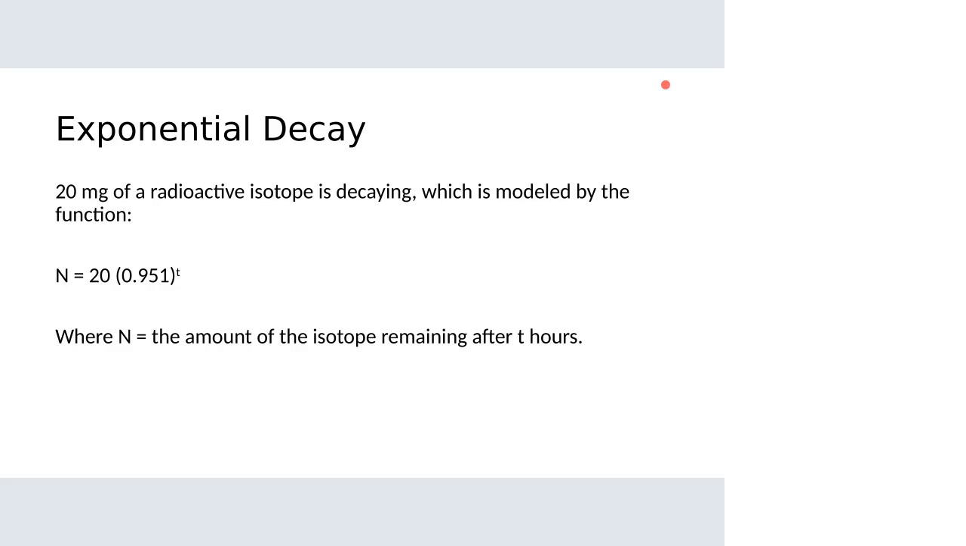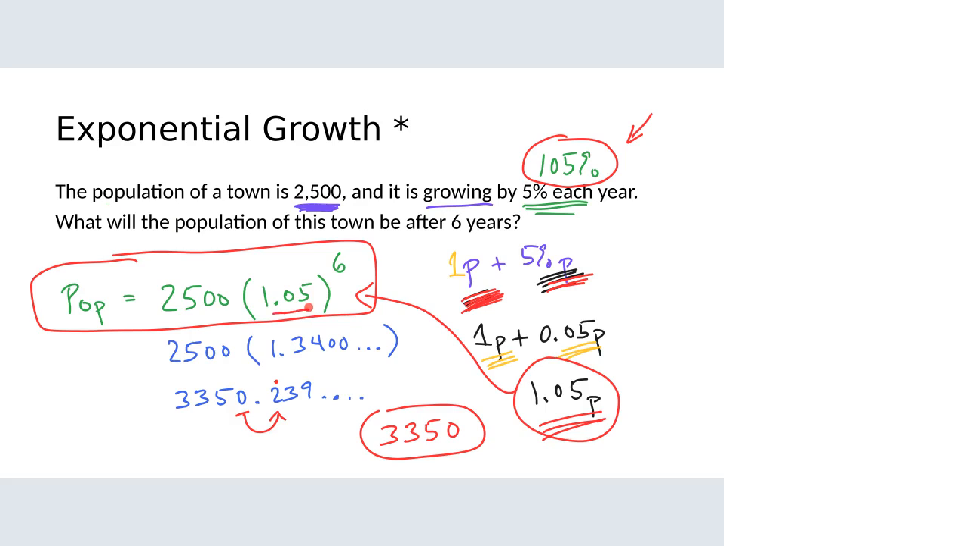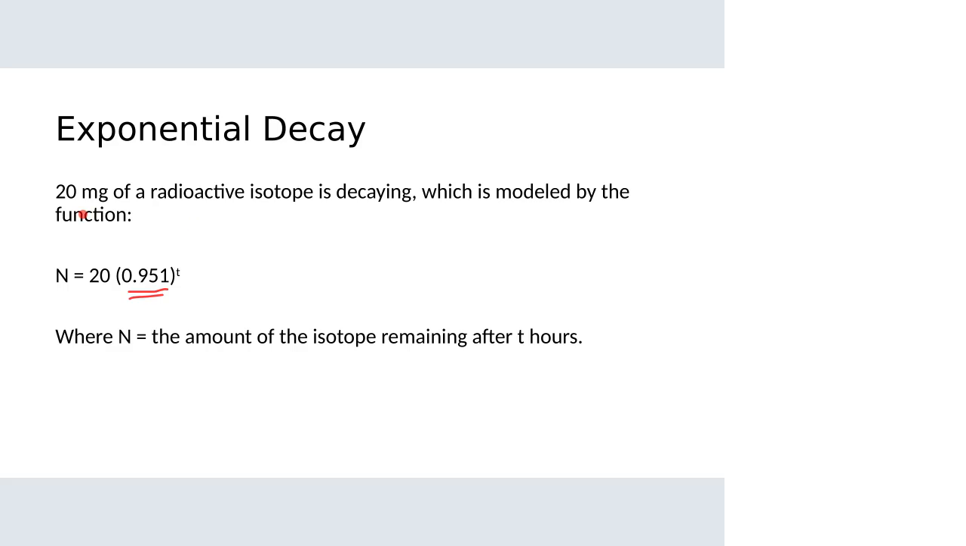And so if we start out with 20 milligrams of an isotope and it's decaying, we can see it's decaying because this number is smaller than 1. Again, you don't have to know that, but if you happen to notice it, that's absolutely the truth. If the number in here is bigger than 1, like it was in our population growth, we have growth. If the number in there is smaller than 1, then we have decay. And just like it was with the population question, this is our starting amount right there. And then this is going to be, how many times are you looking at it?